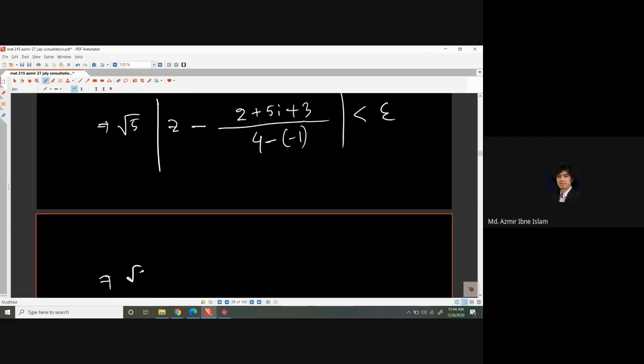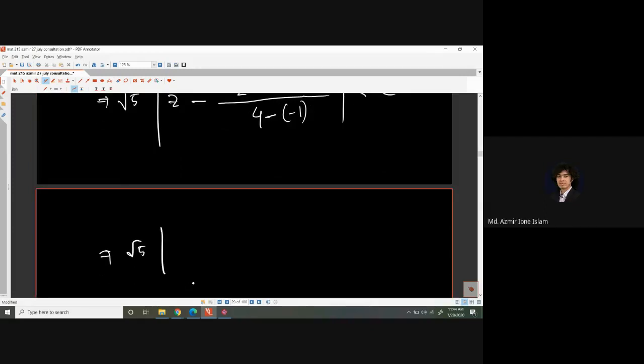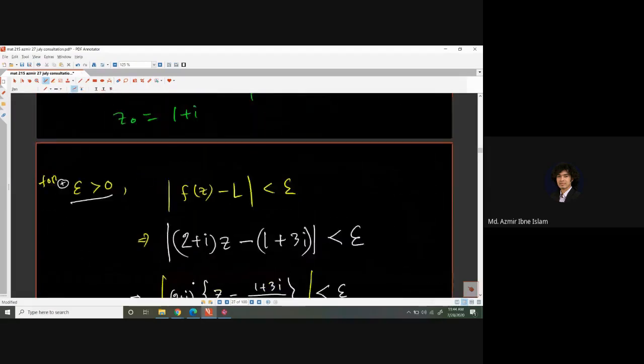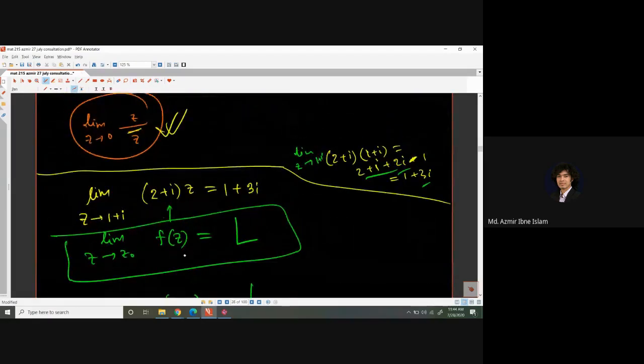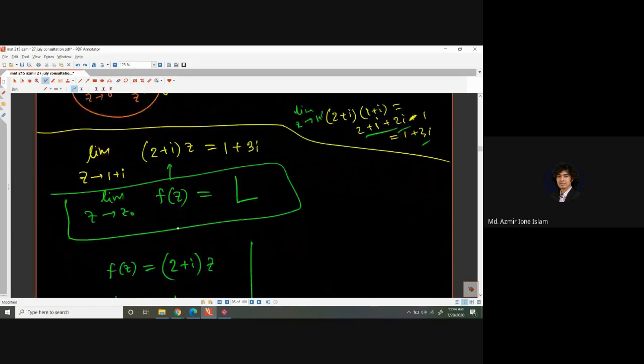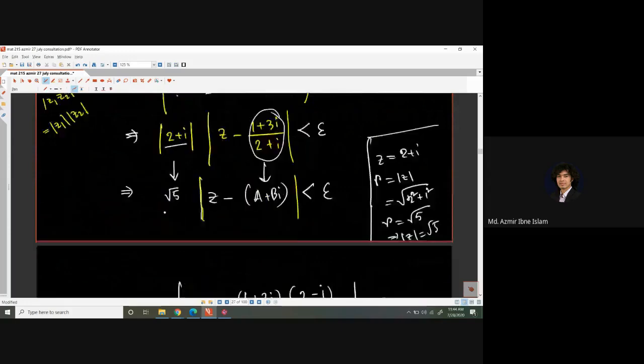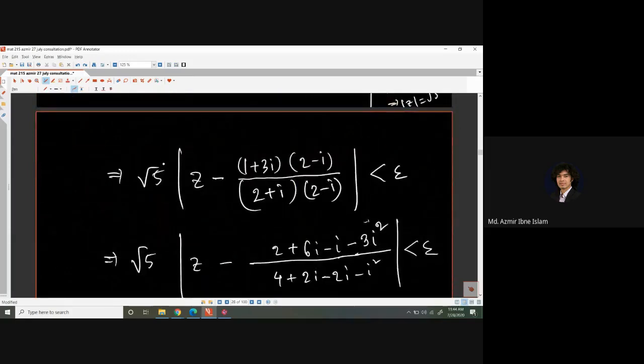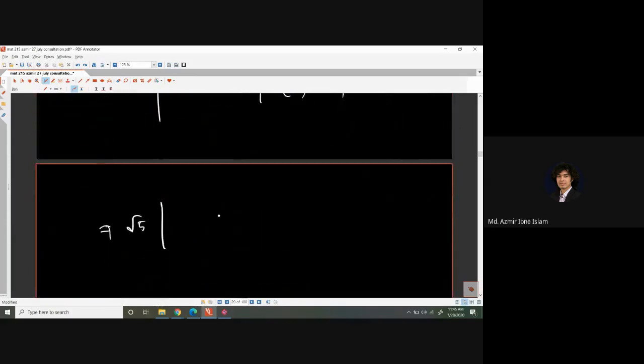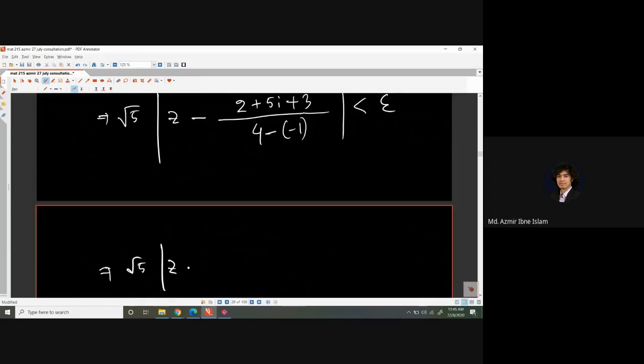So finally, root over 5. We have taken one random problem, but we are trying to check whether the result that we have here is actually okay or not by using the epsilon-delta method. So let's try to figure out. So z negative 2 plus 3 in upper part, we are getting 5 plus 5i.